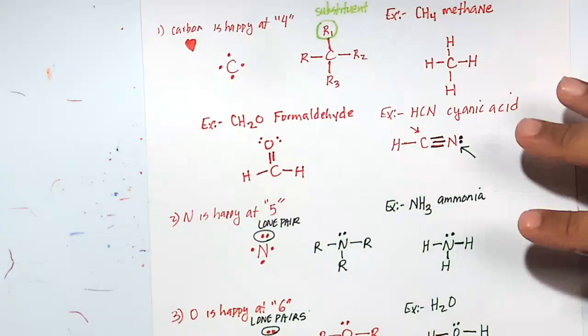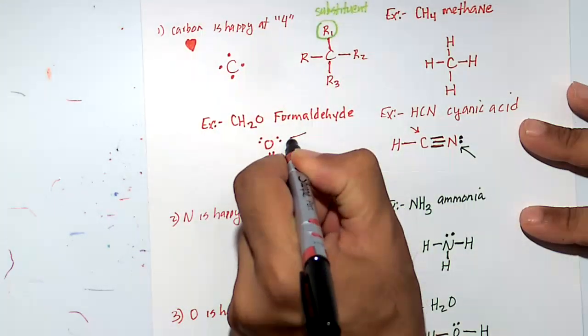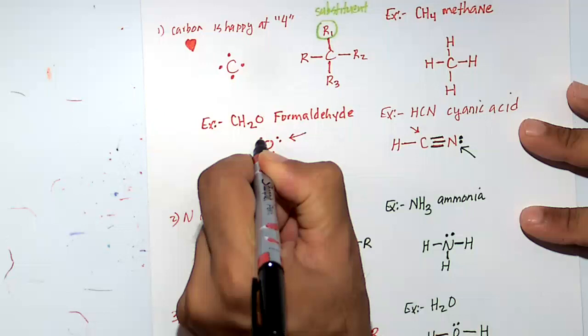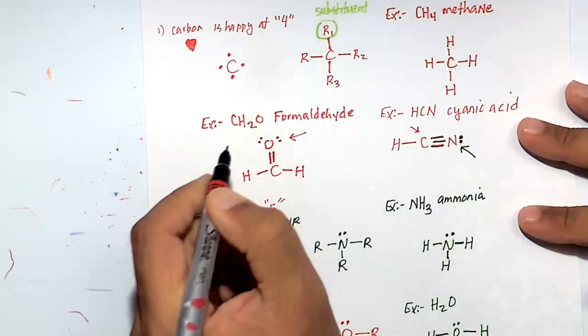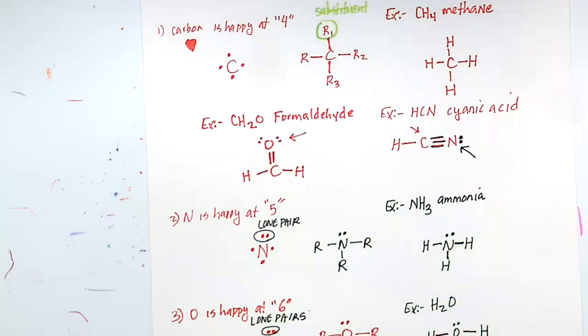Okay, let's see if oxygen is happy here. Ready? 1, 2, 3, 4, 5, and 6. Okay, so these represent very good Lewis structures.